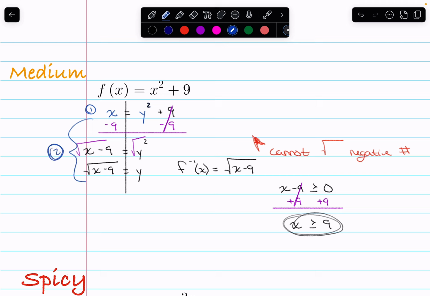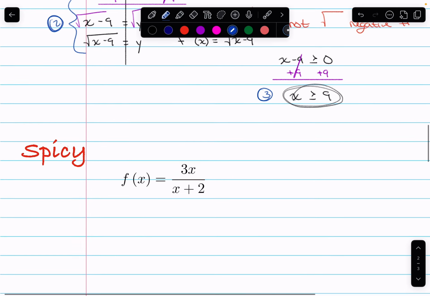So this is step 2, solving for y. This would be our step 3 where we're checking the domain if there's anything we need to adjust for. Okay? If there's ever questions, remember in the comments, send me a message. That way we can work through them.